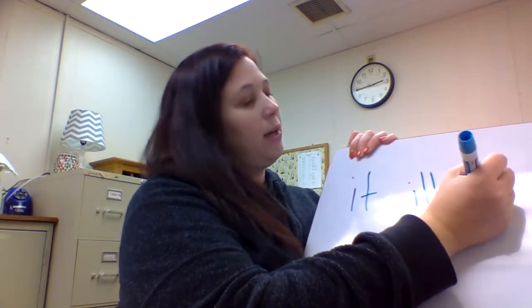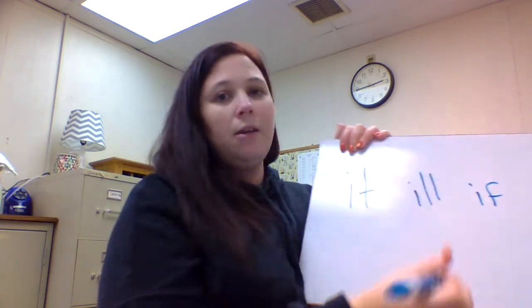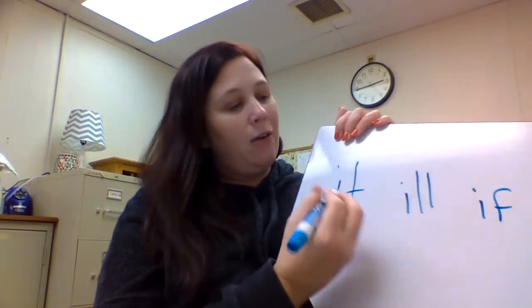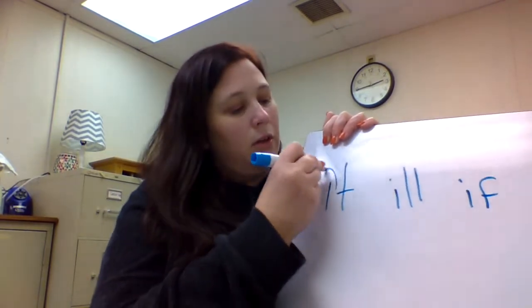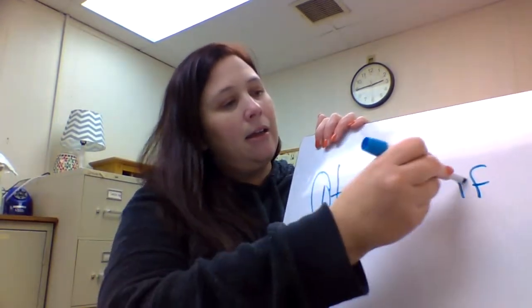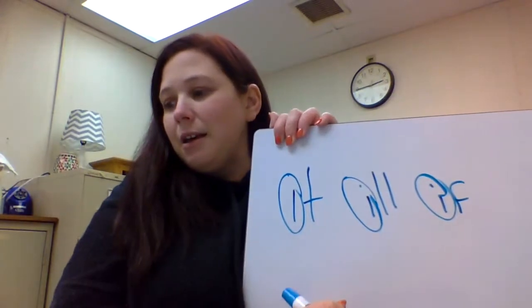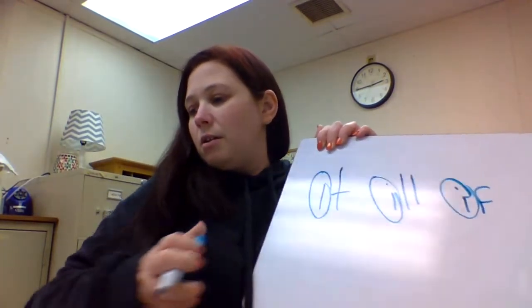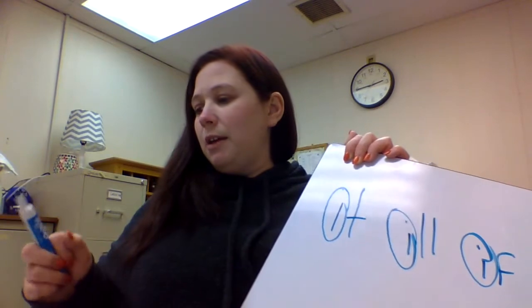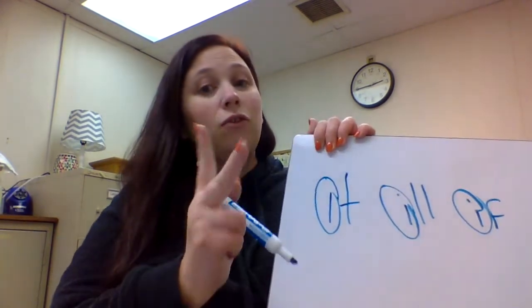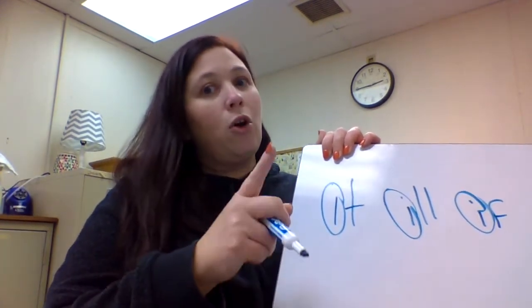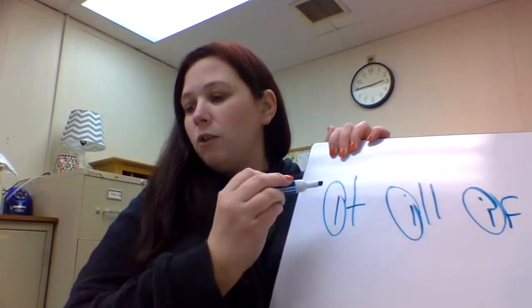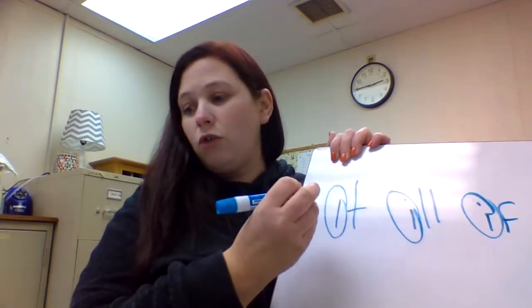Let's write down some words. We have it, we have ill, and we have if. What letter do you see that might be making that I sound that's the same in all three words? It's this I. I makes the I sound. All right, all these words begin with the I sound. Remember that all vowels have at least two sounds, right? We just learned that with O. So I, we learned first, that's the short vowel sound.